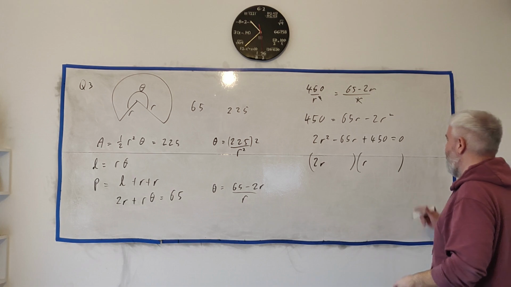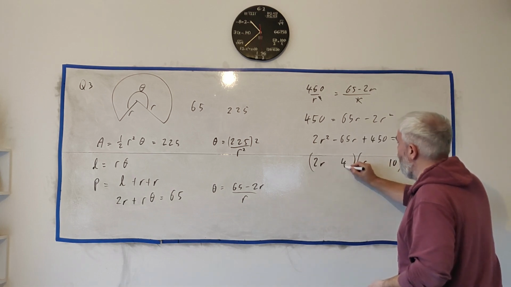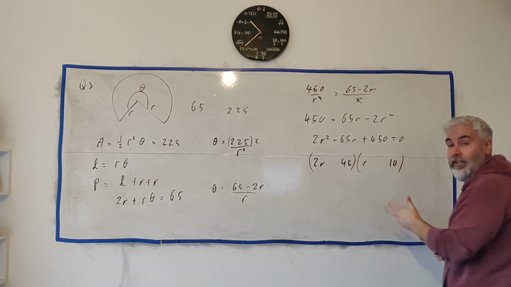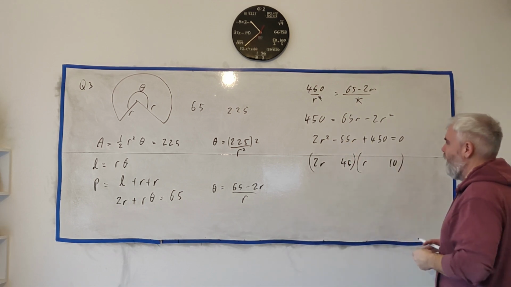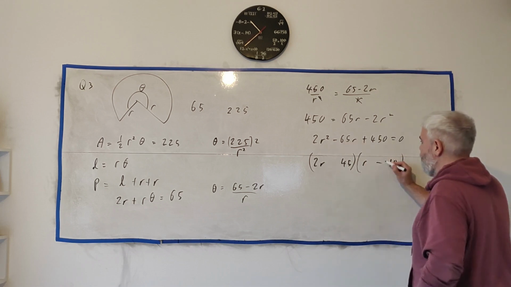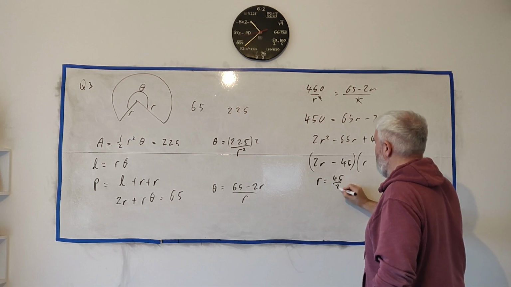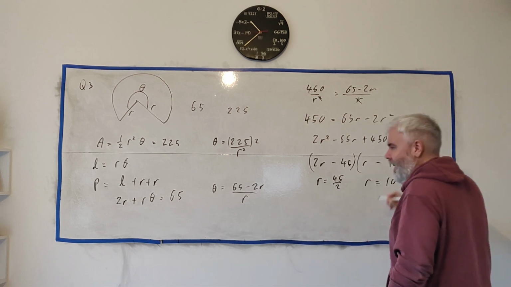But no, it's not that. 10 times 45 will get you there. 2 10s are 20 plus 45, 65. So you can get there if we get the signs right. We'll need them both to be minus to get it working. So r is either equal to 45 over 2 or r is equal to 10.